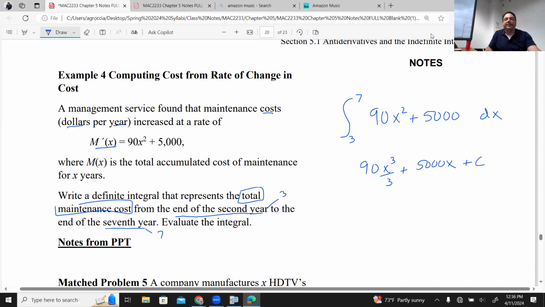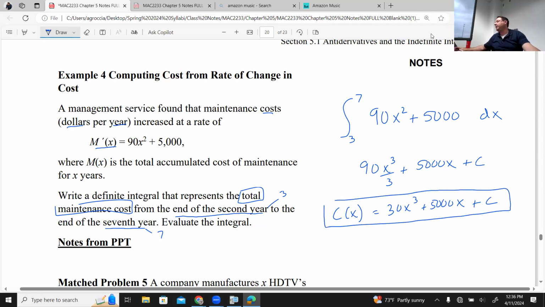When I simplify this, we will have our cost: 90 divided by 3 is 30, x to the third plus 5,000 x plus c. Now, I'm well aware that there's a plus c at the end, and yes, the plus c should be there. Okay, so that's the integral. But we're taking it a step further by having a definite integral. Now that you have the total cost, I want to go from year 3 to year 7.